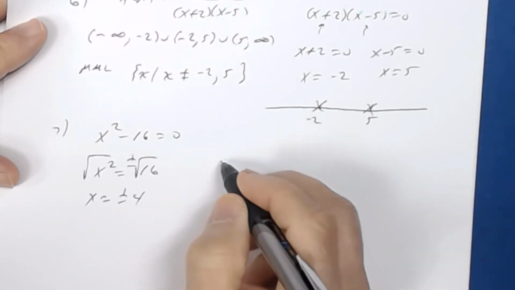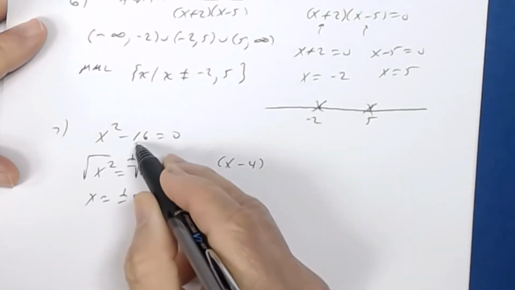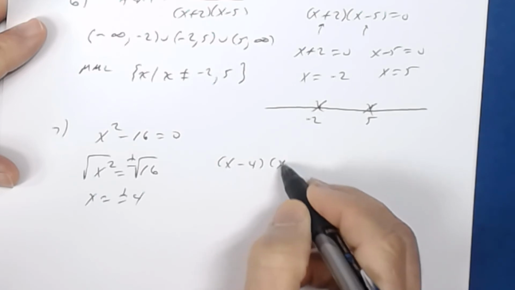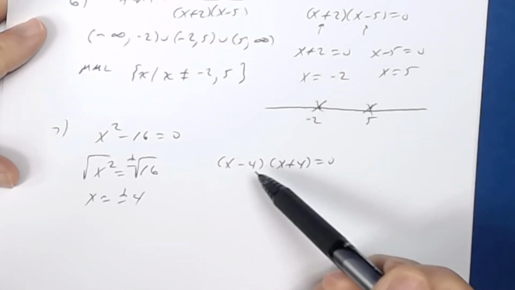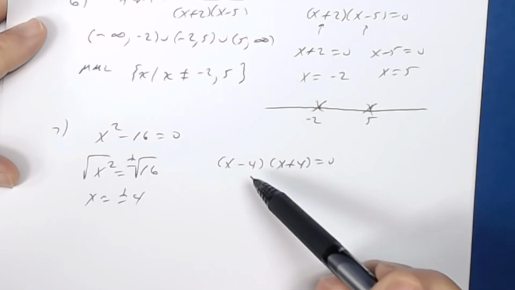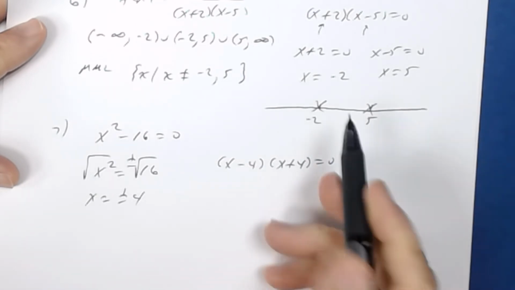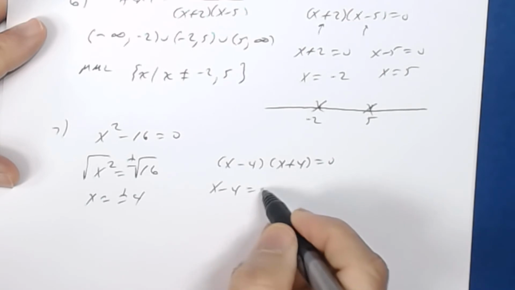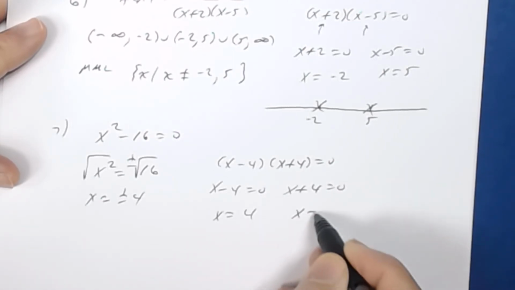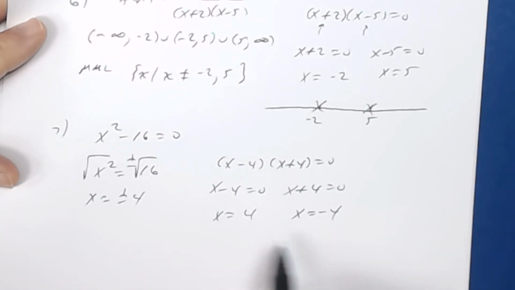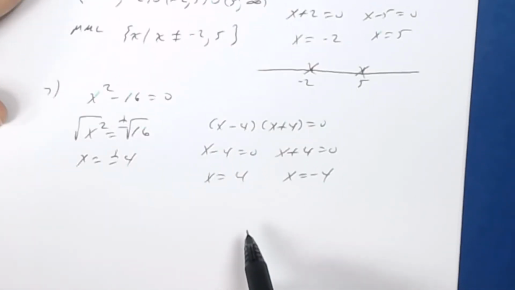Or you could have factored. You could have said (x minus 4), since that's the difference of two squares, times (x plus 4) equals 0. And then just like we did before, you have a product that's equal to 0. So you're going to set each factor equal to 0. So x minus 4 equals 0, x plus 4 equals 0. So x equals 4, x equals -4. All right, same thing here. So it didn't matter which approach you used.